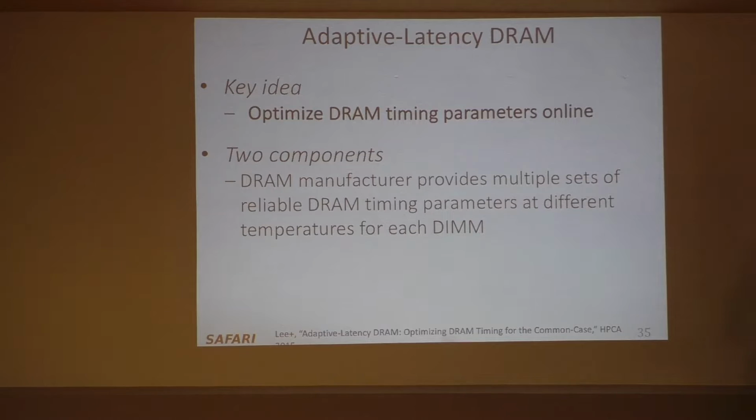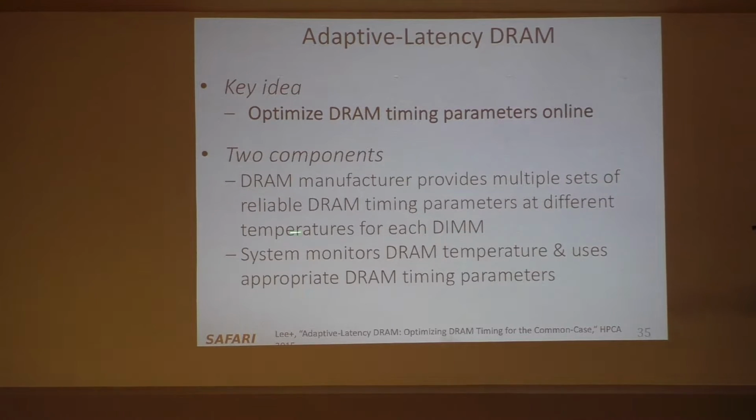Somebody says there are, let's say, 2 sets of timing parameters for a given DRAM chip. One is the current set of timing parameters, 85 degrees Celsius for this chip. The other one is, if you're operating at lower than 55 degrees Celsius, these are the timing parameters that you use. These are faster timing parameters, clearly. And somebody gives them to you, the DRAM manufacturer in this case, we said. And the system monitors the DRAM temperature and figures out which timing parameter to use.